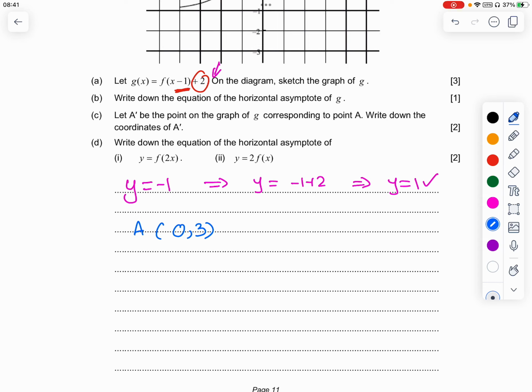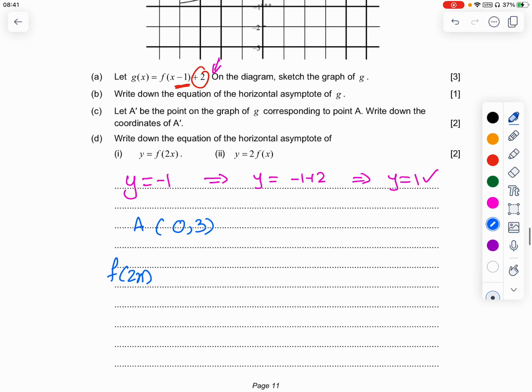Write down the equation of the horizontal asymptote. F of 2x is going to be my horizontal translation. So no change in the horizontal asymptote: y equals negative 1. 2f of x is a vertical translation, so the horizontal asymptote also gets multiplied by 2: y equals negative 2.